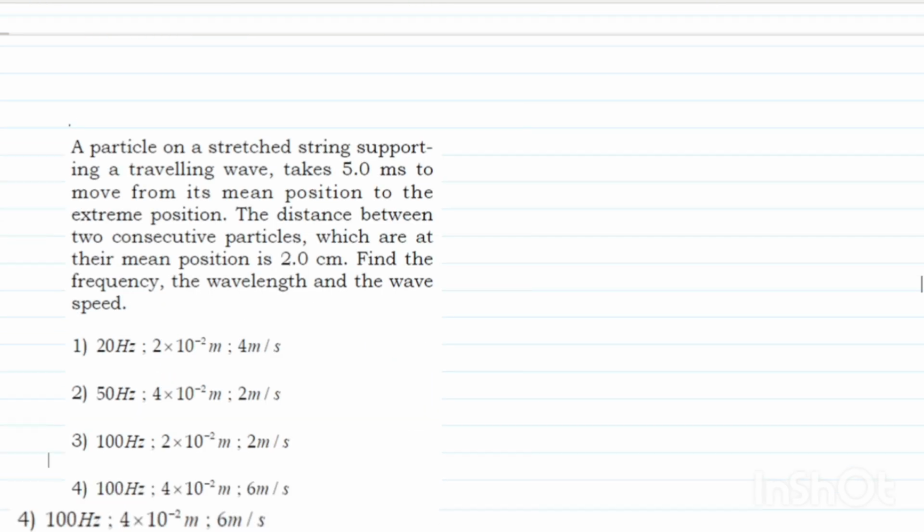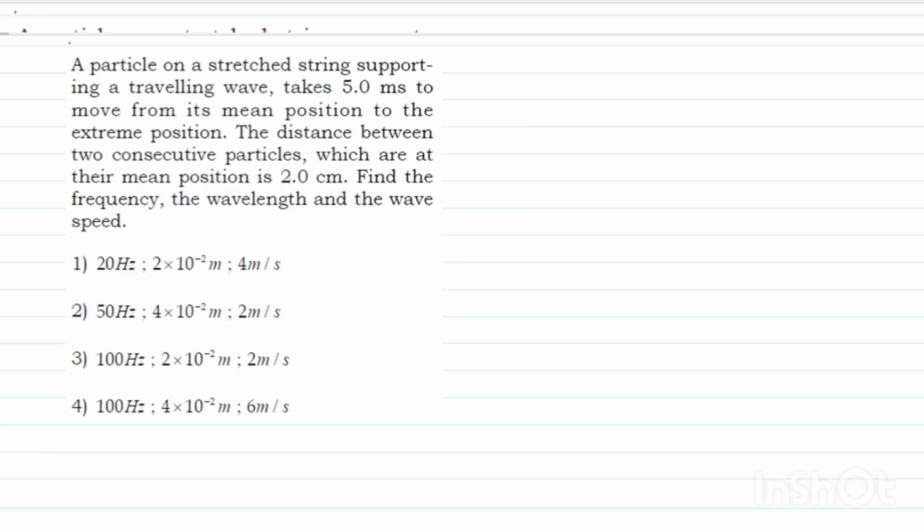The next question says a particle on a stretched string supporting a traveling wave takes 5 milliseconds to move from its mean position to the extreme position. The distance between two consecutive particles which are at their mean positions is given as 2 centimeters. Find the frequency, the wavelength, and the wave speed.